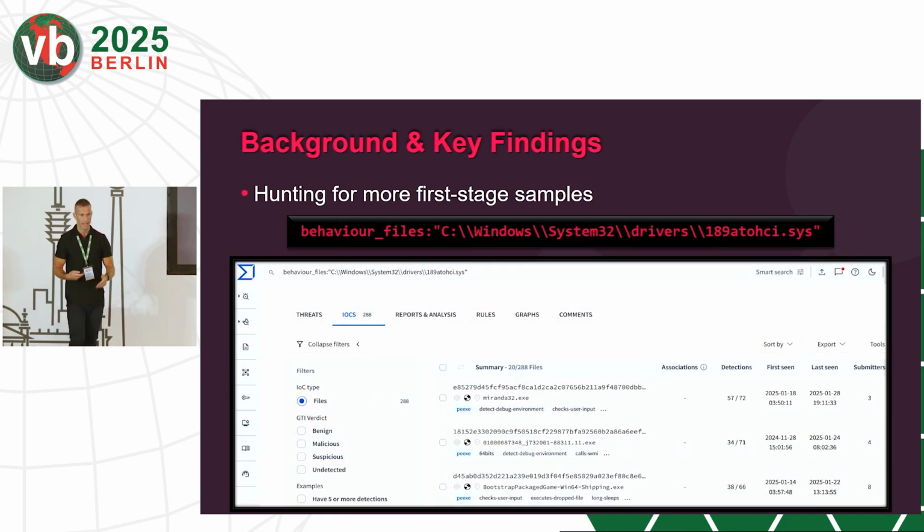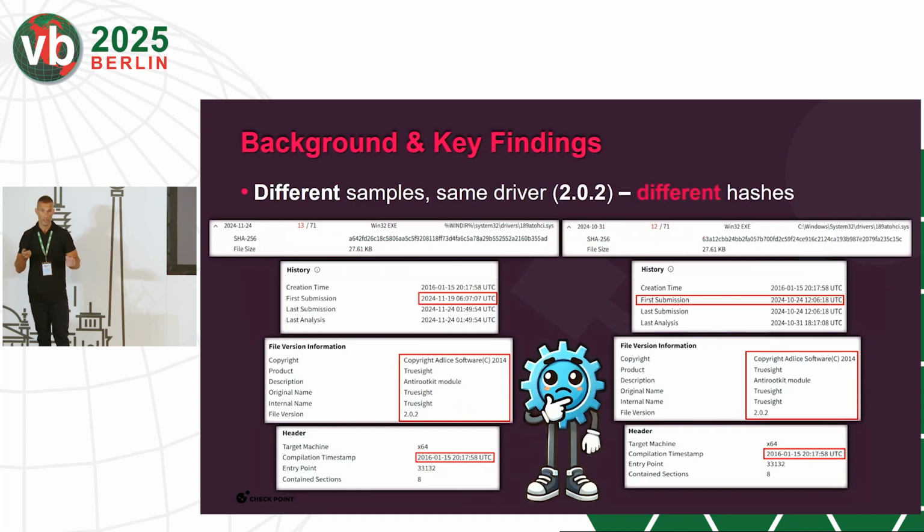So in this moment, we were like, hey, let's hunt for more files. So we checked the behavioral files, the common location where those drivers are usually dropped, in VT. And we got to the what-is-going-on moment, because we got different initial stage samples, and they dropped something that seemed to be the same driver, version 2.02. But when you check, the file version is the same, the compilation timestamps are the same, but the hashes of those drivers are different. Which was like, okay, cool.